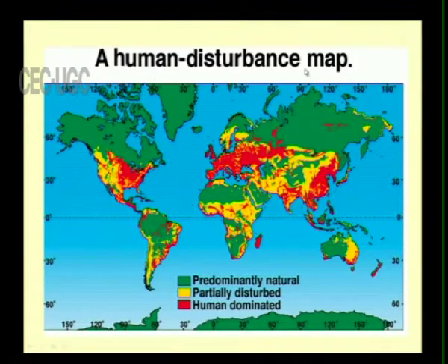This is a human disturbance map. Wherever the green color is there, it is predominantly natural, yellow is partially disturbed, and red is human dominated. You see that most parts of China, North America, South America and certain parts of Europe are predominantly natural. The yellow portions, some parts of Africa, Asia and North America, are partially disturbed, and the red portions are predominantly dominated by human beings. Therefore, it is a map depicting the human disturbance on various ecosystems or environments.